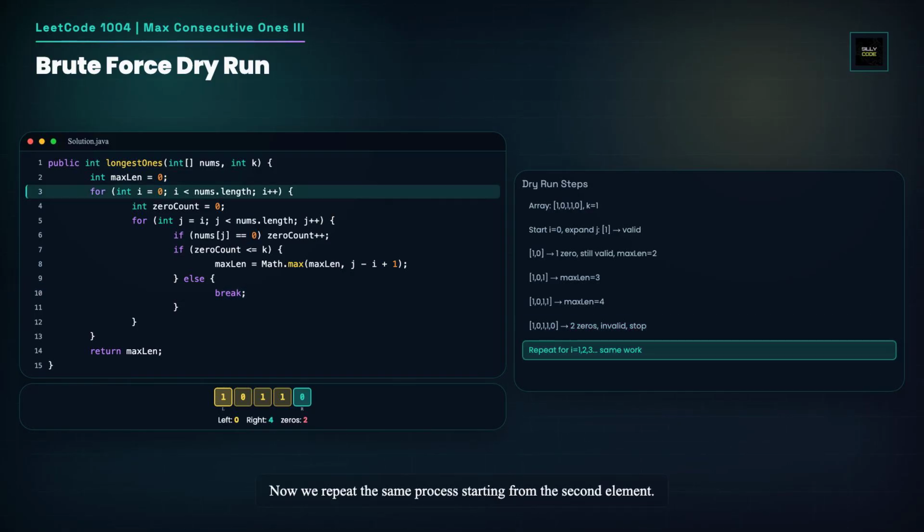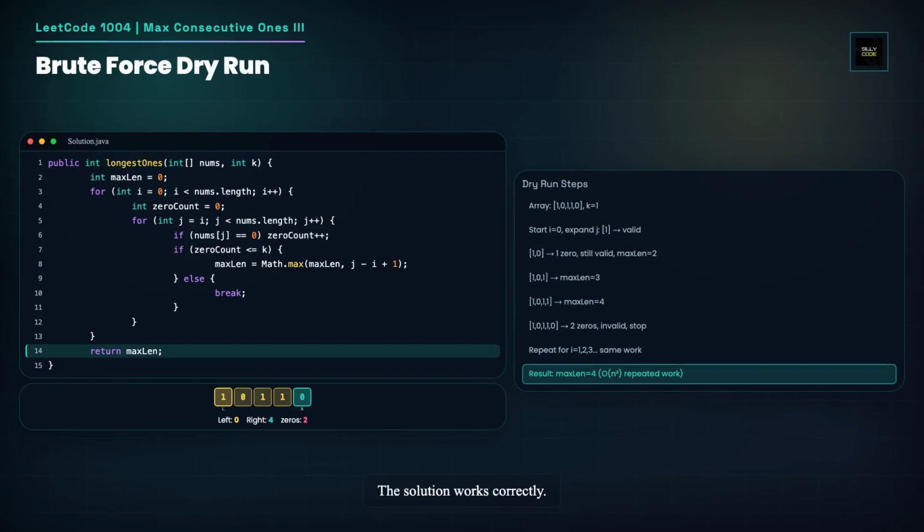We stop here. Now we repeat the same process starting from the second element. Then the third. Then the fourth. Eventually, we've checked every possible subarray. The solution works correctly. But notice something. When we move to the next starting position, we repeat almost the same work all over again. That feels expensive. Maybe we can avoid starting from scratch every single time.